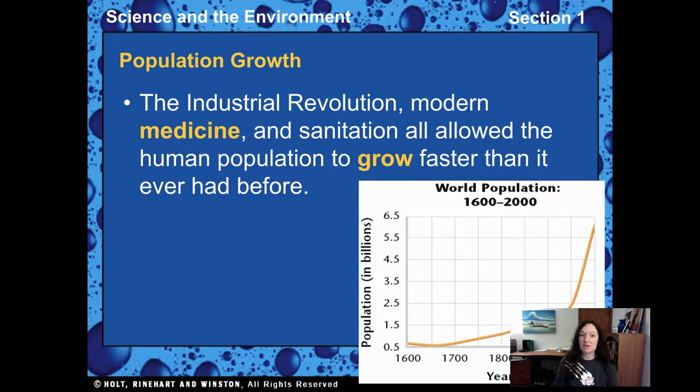And then sanitation also allowed the human population to grow faster. We didn't even know what germs were back as far as the 1800s. If we had a pandemic back then, people were much more likely to die because they didn't know about hand washing. They didn't even know about little microscopic organisms. So all of that together, the Industrial Revolution, modern medicine, and sanitation, allowed this huge spike in population growth. Up until that point, we were well under 1 billion people, but it just skyrocketed after we came upon the Industrial Revolution and the other things that went along with it, like modern medicine and sanitation.